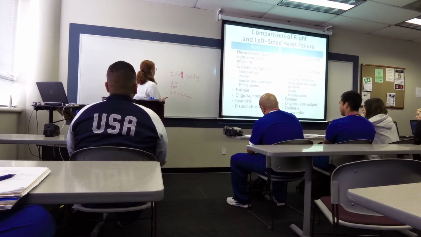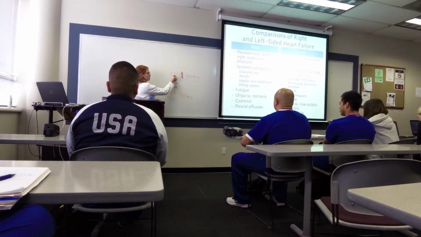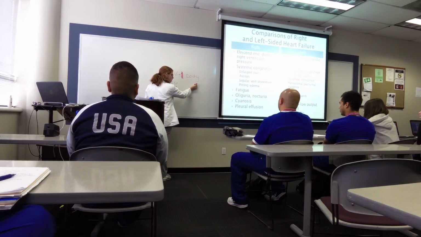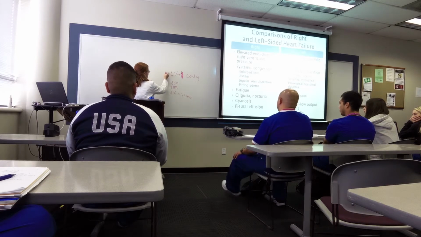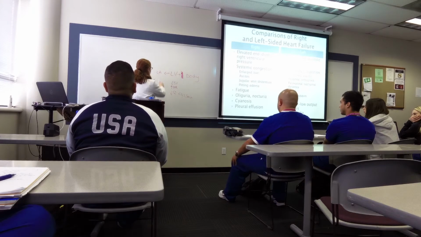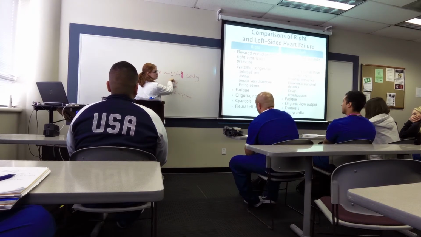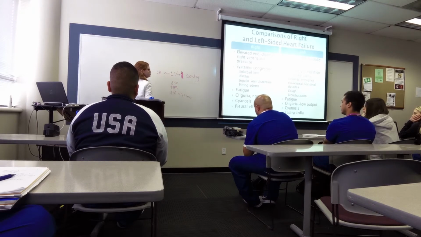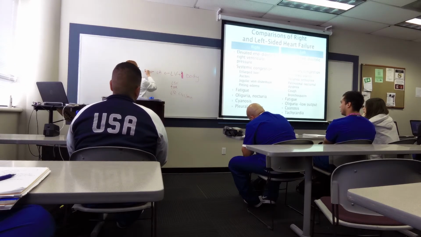Okay, so if my left ventricle over time can't eject all of its blood, blood is going to start backing up. And where is it going to back up to? The left atrium. Now the left atrium can't eject all of its blood because the left ventricle is still full. So where is it going to back up to? The lungs. And now we have pulmonary edema.